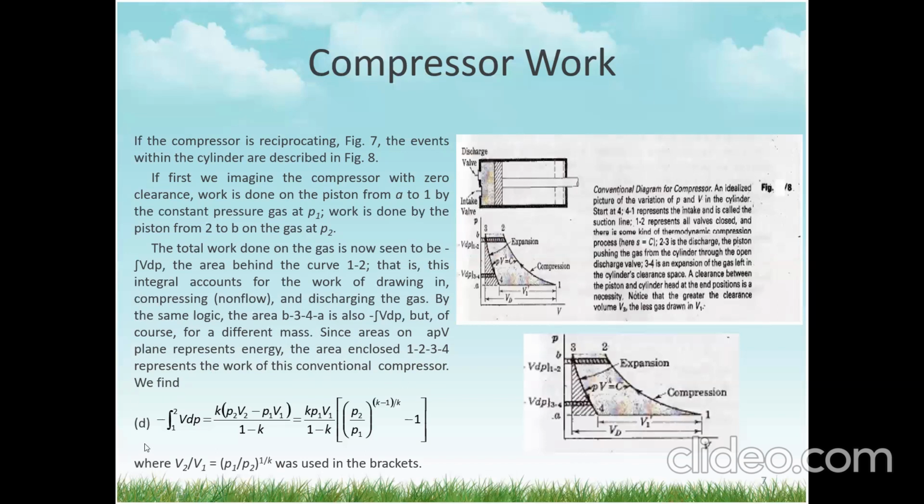So we find negative the integral of 1 to 2, V dP is equal to k times P2 V2 minus P1 V1 over 1 minus k, or k P1 V1 over 1 minus k times the quantity P2 over P1 to the k minus 1 over k, minus 1. Okay? Where V2 over V1 is equal to P1 over P2 to the 1 over k was used in the bracket.